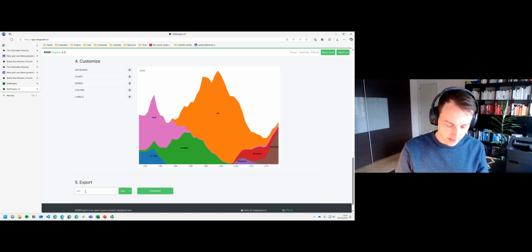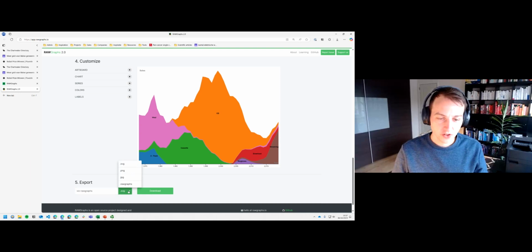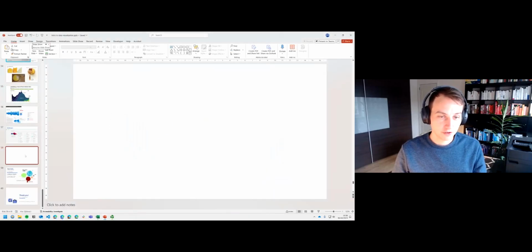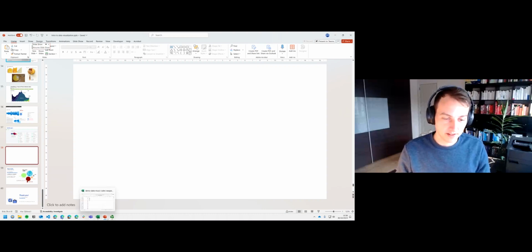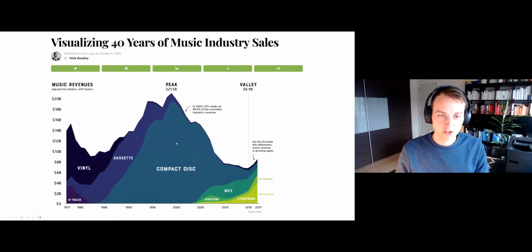So I'm going to download this at this point, or export it at this point with Raw Graphs. We can export as a vector image, also as a bitmap image, but since we want to edit this further, choosing vector image is probably the smartest, or .rawgraphs if you want to continue working on this later. But for now, just the SVG is perfectly fine. And then we can have a look in, let's say, PowerPoint in order to finish up our design. I will maybe stop the presentation just to be sure.